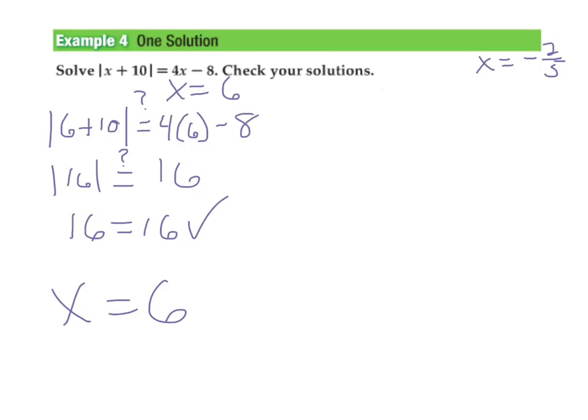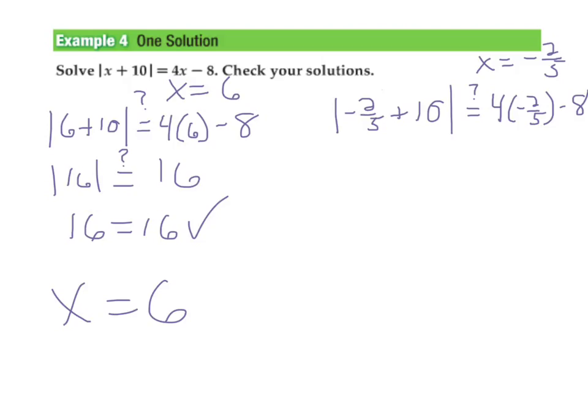We do need to check both of them, though. So now what I'm going to do is plug in negative 2/5. Let's see. The absolute value of negative 2/5 plus 10 equals, maybe, 4 times negative 2/5 minus 8. And we're going to go through and, again, do this math and see if this works out.